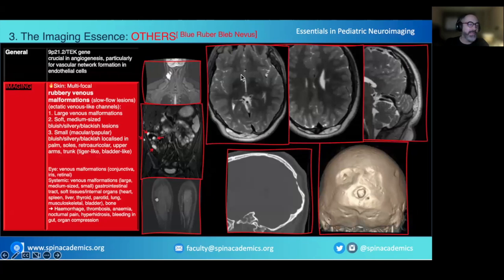Blue rubber bleb nevus, another rare entity, and the main characteristic is the presence of large venous malformations here in the inferior extremities, also in the gastrointestinal tract, in the neck, and here these huge venous malformations that produce a scalloping of the skull, even a lytic lesion. Here you can see it because of the pressure and the growth of the vascular malformations.